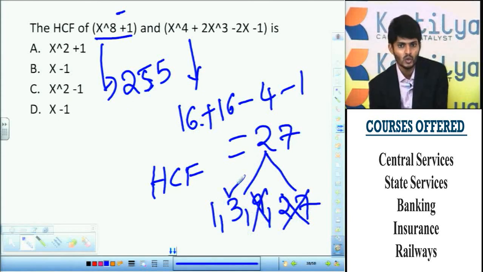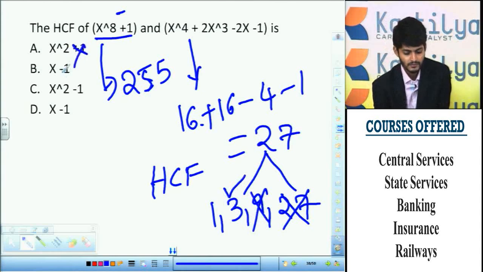Since I have taken x is equal to 2 as my substitution, I will check in which of the given options I will get 3. So 2 square plus 1 is 5, 2 minus 1 is 1, 2 square minus 1 is 3, 2 minus 1 is 1. So the given answer would be C.